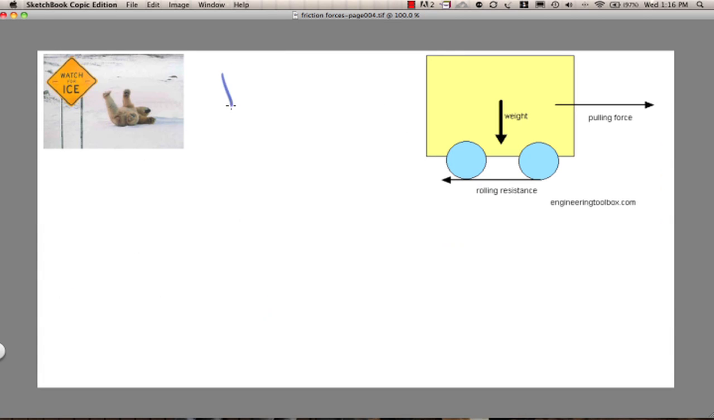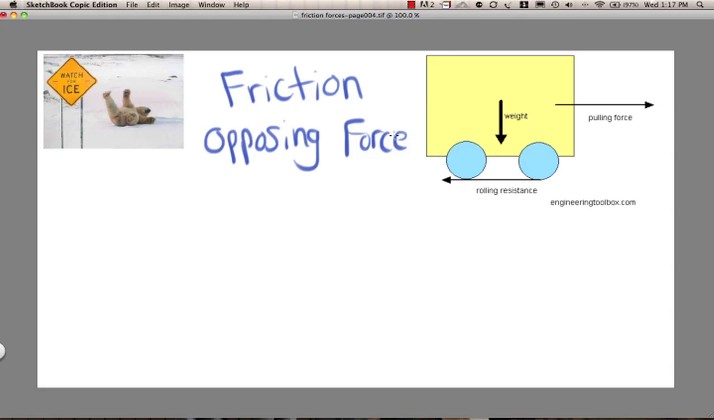Well, air resistance is a type of friction, and since friction is so important and so prevalent in our everyday life, let's define it and go through it. Friction is the opposing force between two surfaces in contact. Okay? Well, let's look at our picture over here. We have on the ice, this poor polar bear is slipping, because if he's trying to walk this way, there's just not enough friction to keep him upright. So he slips and he's falling.